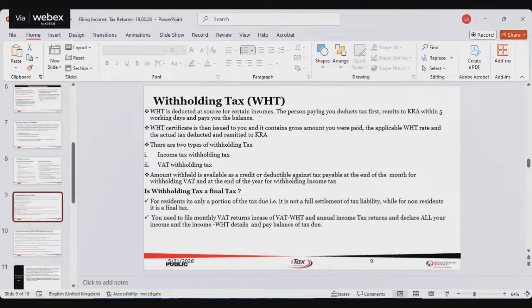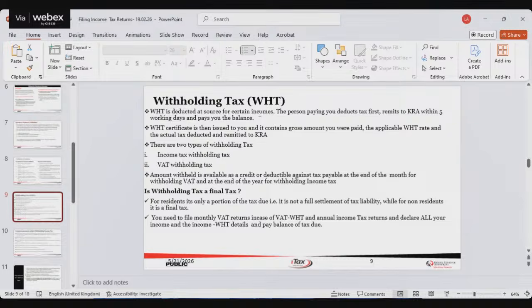Then the last category, which is not in my slide, is certain tenants. If you are a landlord receiving rental income, then you will find that maybe one of your tenants is a withholding rental income agent. So that tenant will withhold a certain amount of taxes and pay directly to KRA.